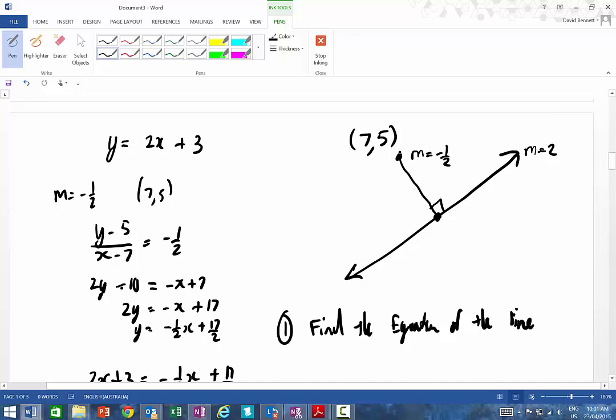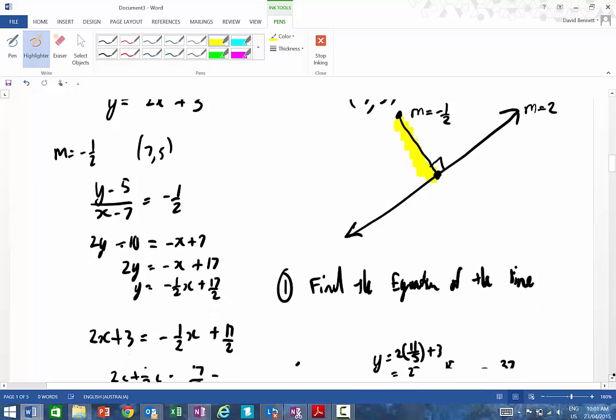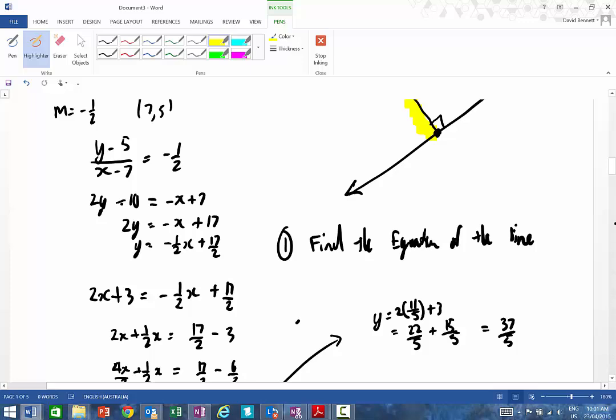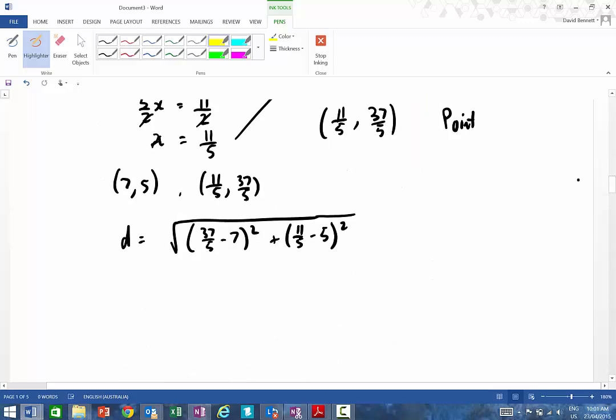Alright, to find the shortest distance or the cheapest pipeline you can build, you need to work out the perpendicular line. So the first thing I must do is find the equation of this line here. I must find the equation of that line. Okay, so that's the first thing that I do. The second thing I need to do is I need to find the point where those two lines intersect. Okay, so that's the second thing I did, and I actually found the point where those two things intersect. Now once I've got that point, I then, using my distance formula, find the distance between that, and that gives me my answer over here.